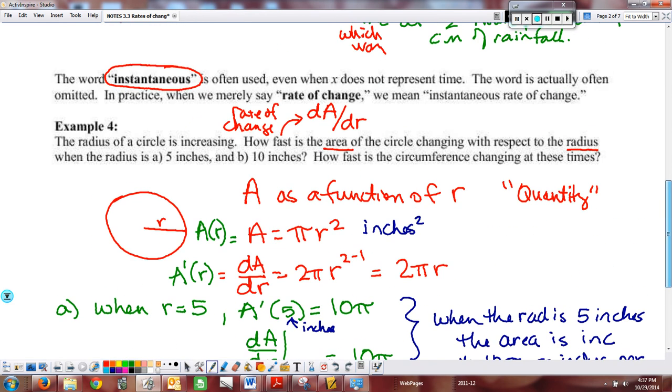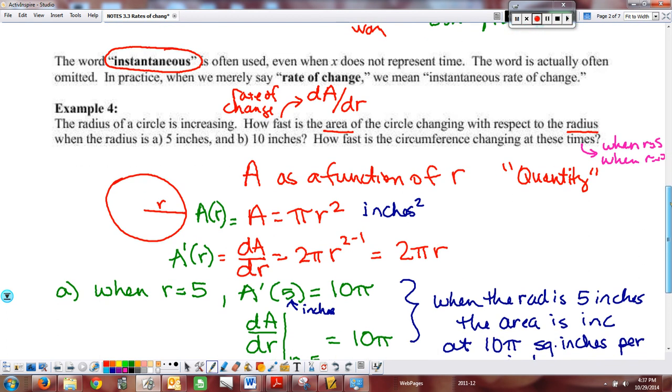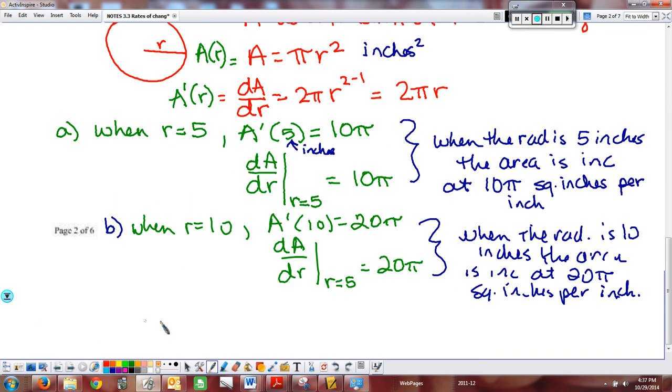All right? And then the next part of this question says, how fast is the circumference changing at these times? So now let's think about this. First, at these times is when the radius equals 5 and when the radius equals 10. So the time is not a time as in minutes, it's a time as in a reference point in time when the radius is 5 and 10 inches. So we're going to do the very same thing. We first need to have a quantity function. Our quantity function, our circumference, is 2 pi r. Okay, so there's my quantity.